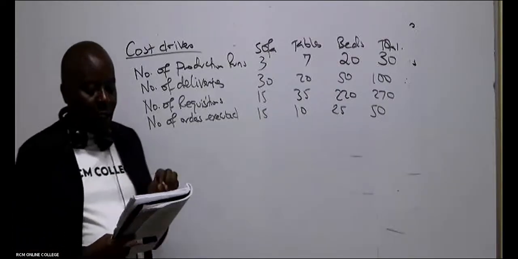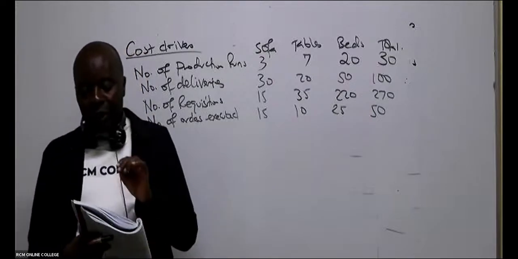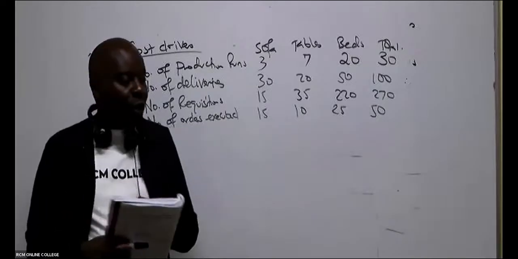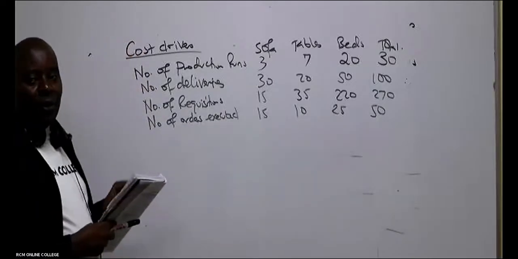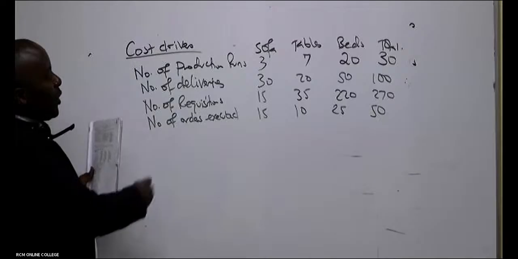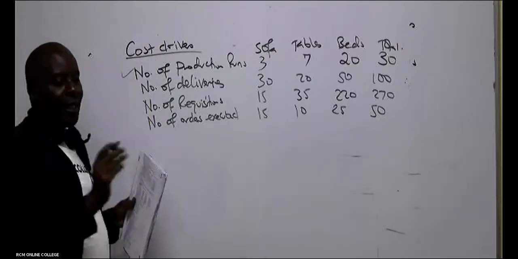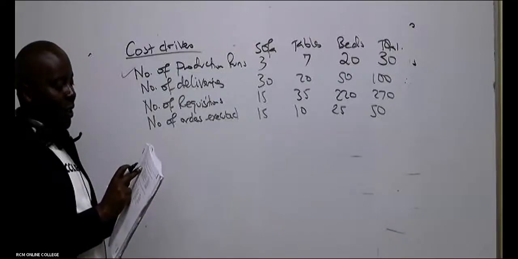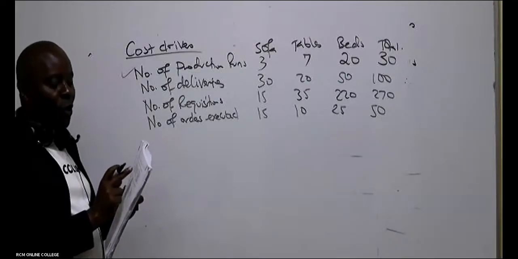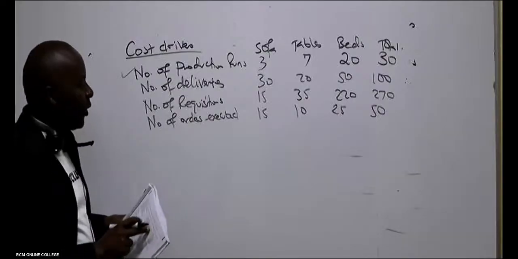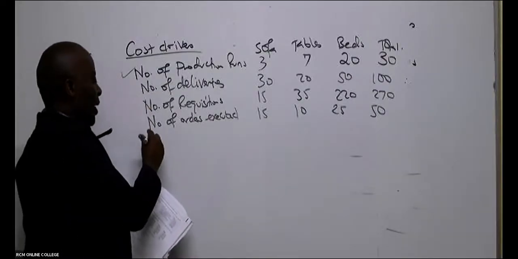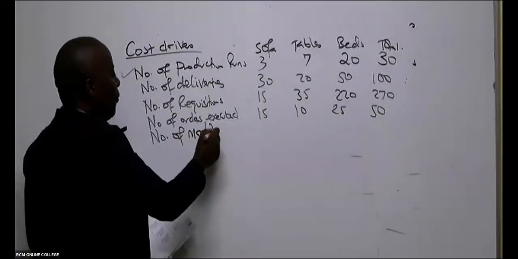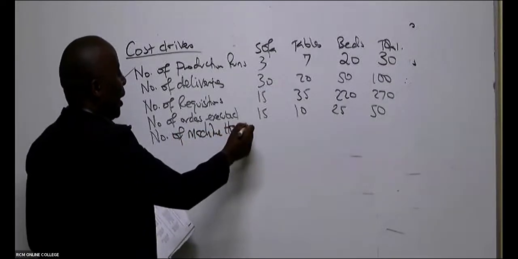So you can see setup costs overhead there is 300,000. They are using number of production runs; they shall apportion the first one using number of production runs that we have. The second one is machining cost. For machining cost, they want us to use number of machine hours. We don't have that here, so we must include it.